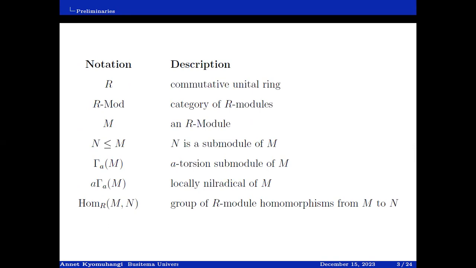When I talk of a ring, I mean a commutative unitary ring. R-Mod will denote the category of R-modules, and the submodule will be denoted by this. If I talk of gamma_A(M), then I mean the A-torsion submodule of M, and left multiplying it by A, which is an element from the ring, will give me what I call the local nilradical of M. Hom, as you all know, is just the group of R-module homomorphisms from one module to the other.